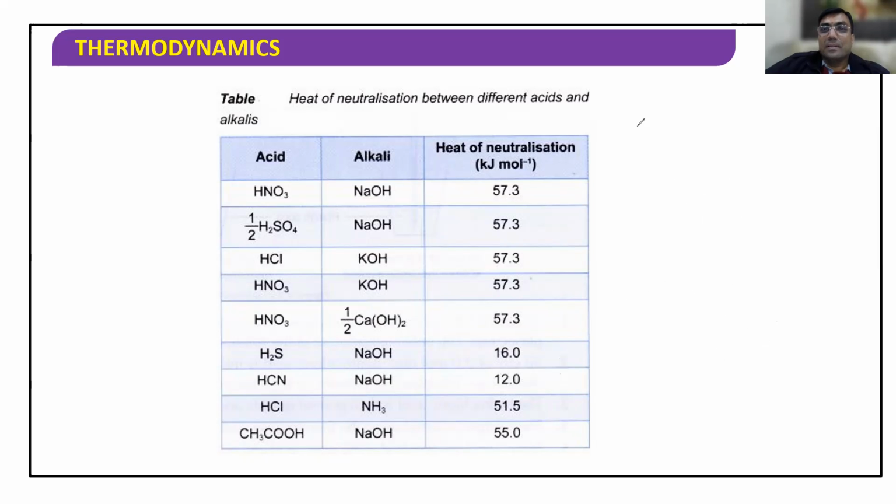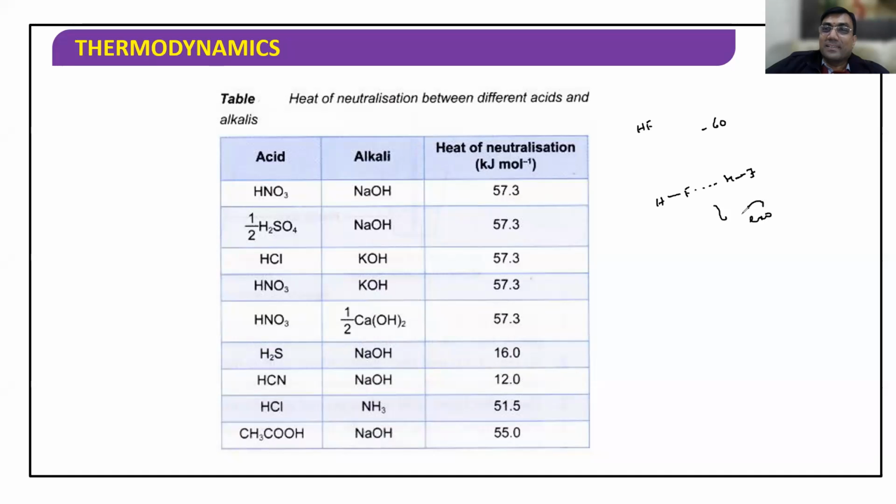Now listen carefully. For HF, its value is 60. Why is it 60? Maximum, how much should be there? 57.3, sir, minus 57.3. Why is 60 coming? Listen carefully. HF is having something. What is that? Hydrogen bonding.